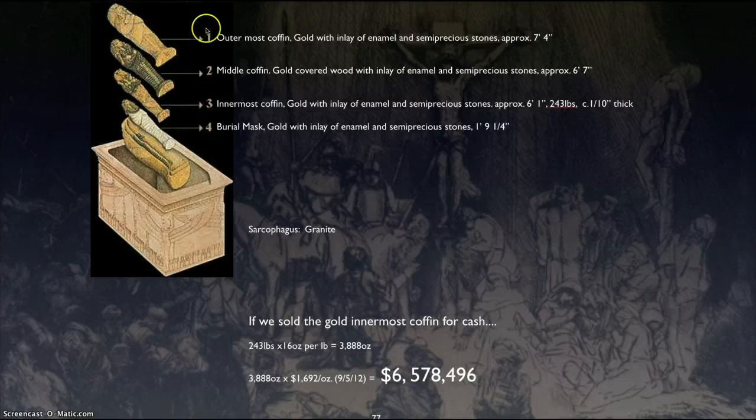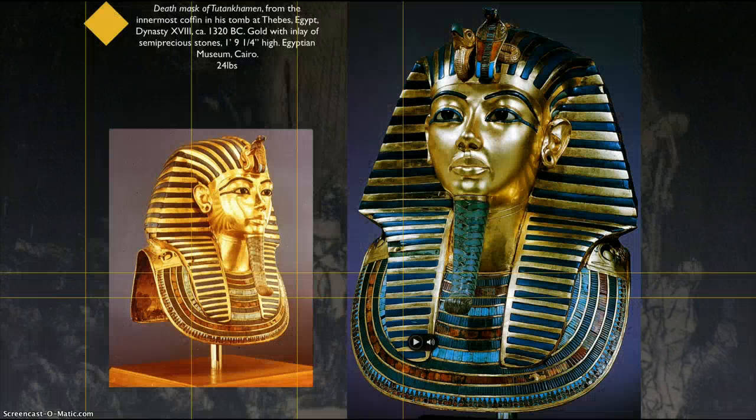So what you have here is multiple layers, lots and lots and lots of gold. In fact, it's been estimated at 243 pounds of gold just for that innermost coffin. And a few years ago when I priced it out, that would have been almost $7 million worth of gold just for that one coffin. It is priceless though. And here is the famous King Tut.